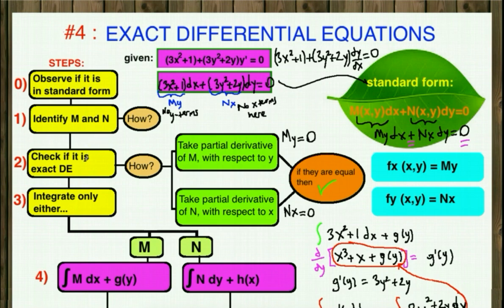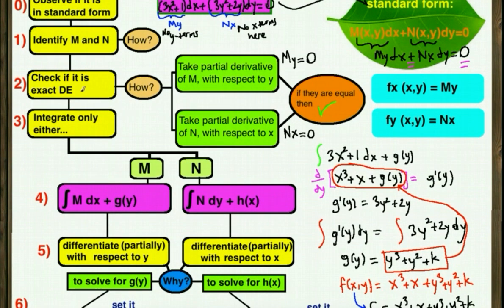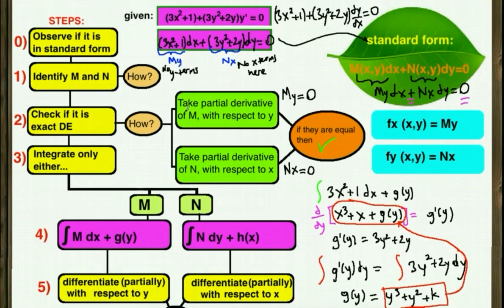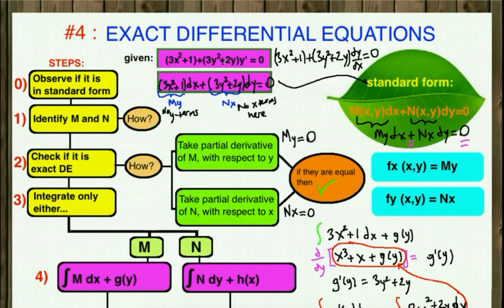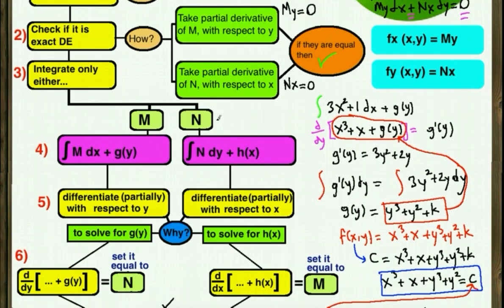And our next step was to check if it is an exact differential equation. So we take the partial derivative of m with respect to y. That's why we call it My. And we take the partial derivative of n with respect to x, Nx, and we compare it. If they are equal, then our function is exact. If it is exact, we can continue. Our next step is to integrate. We integrate either the m part or the n part. So either way is okay.